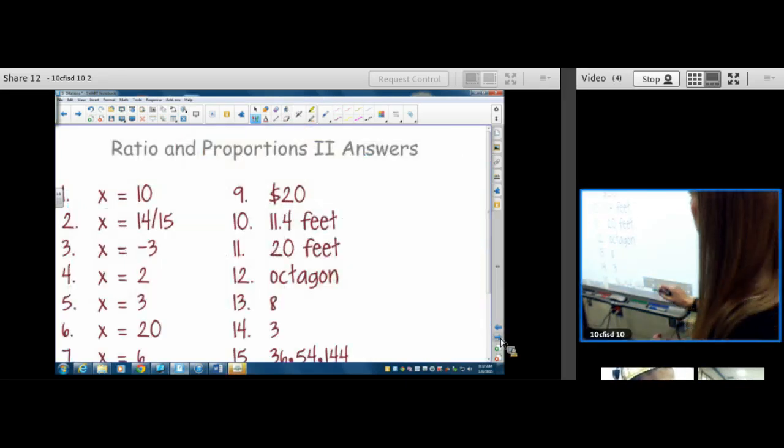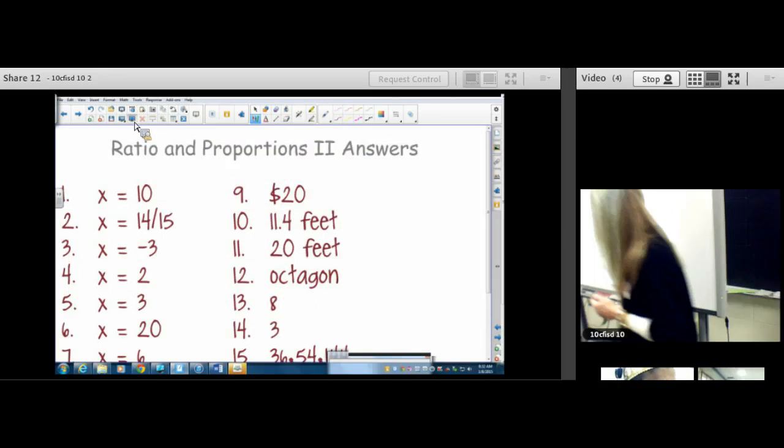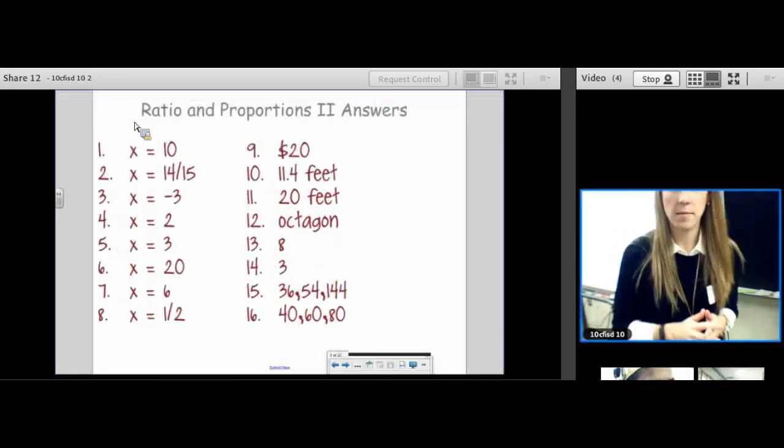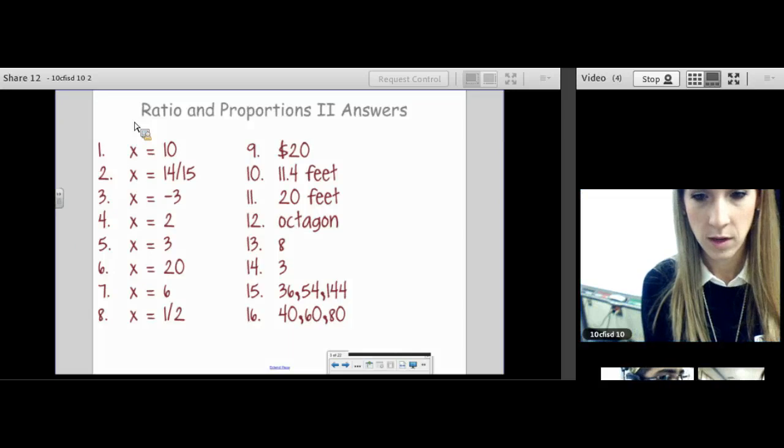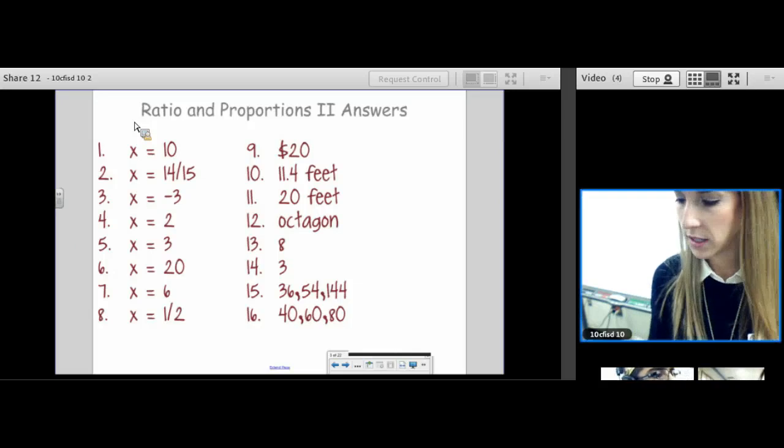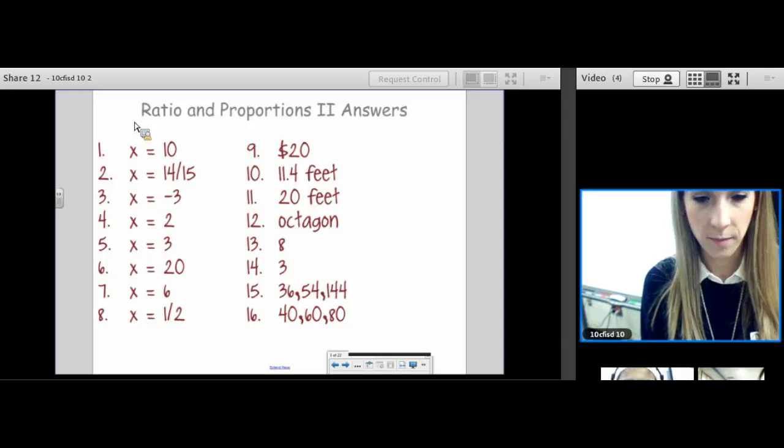Let's check our homework answers. Lots of good word problems on that homework that you might see on your quiz again today. So look at those answers and let me know which ones we need to talk about.